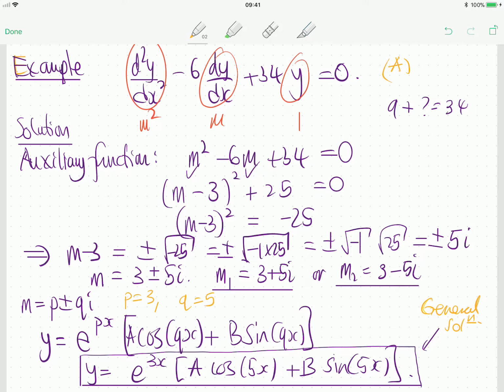Okay, so there you go. That's the end of this video, solving this second order differential equation where the auxiliary function had some complex roots.